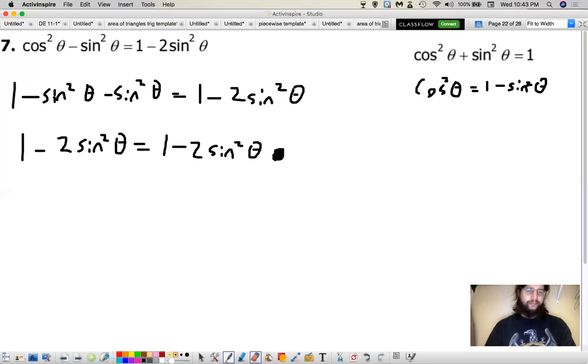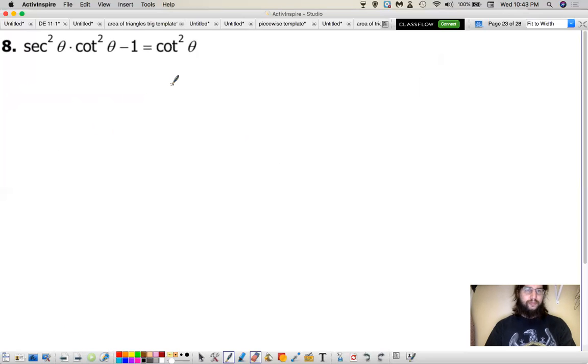Next. Now let's just go for it. This thing's got multiple different trig functions. I've only got one solitary thing, so that's the left side.